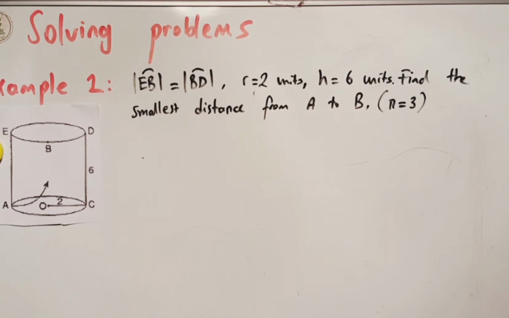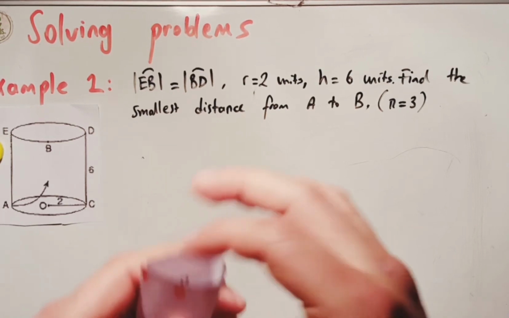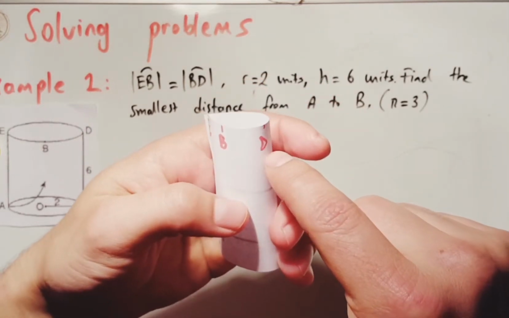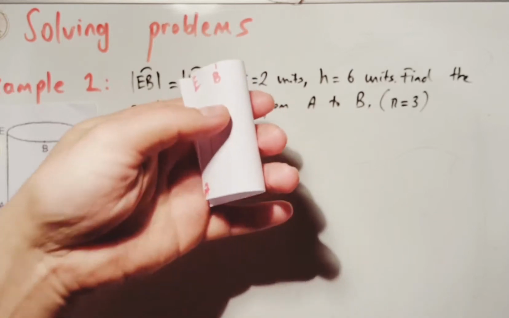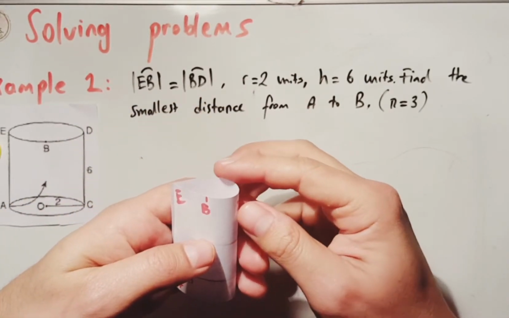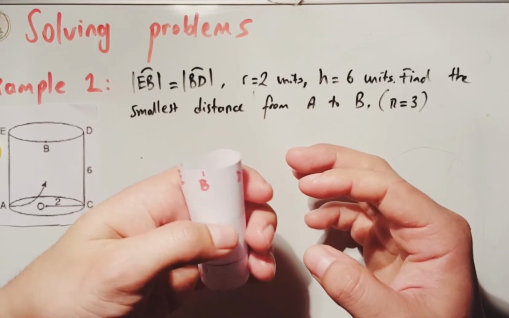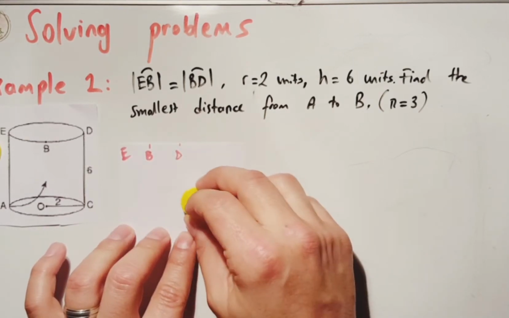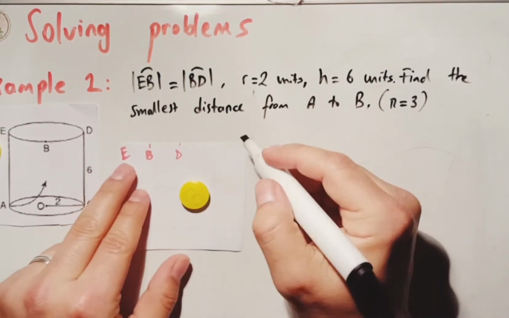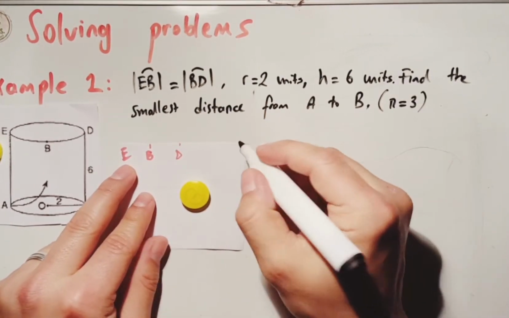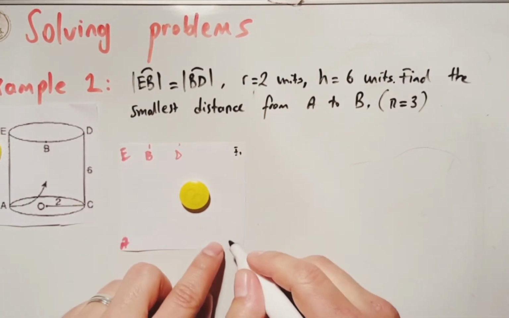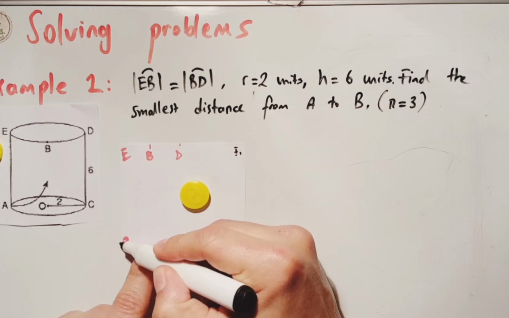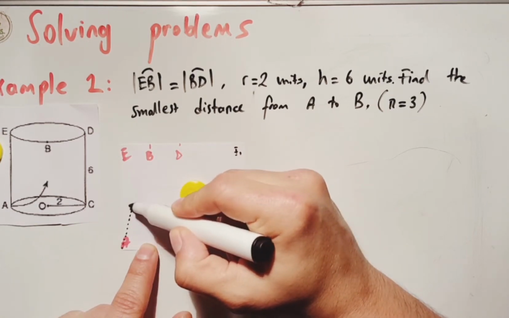I have a real cylinder here. This is the point E, it's B, and it's D, and it's A. And let me open it. When we open this, we will get this figure. Okay. So for this, the vertex point is E1 and it is A1, and we have to find the distance from point A to B.